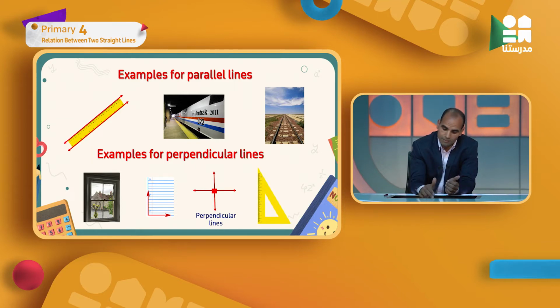This tool is called a set square. You repeat after me: set square. So we use the set square to draw two perpendicular lines. And we will use this tool, the set square, and of course the ruler, to make geometric constructions, and we will speak about these constructions in the second part of this lesson.